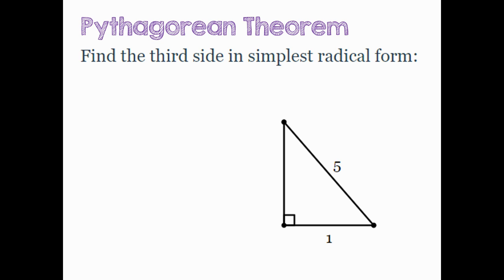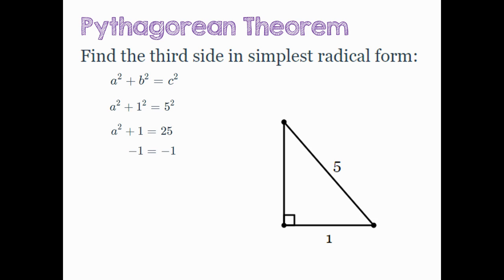It's important to identify that our hypotenuse is always opposite the 90 degrees. So here my hypotenuse is 5. We're going to try to find the third side in simplest radical form. Our other side is 1, so we're missing a leg. We first need to write down the Pythagorean theorem, a squared plus b squared equals c squared. Then we plug in 5 for the hypotenuse and 1 for b. You could plug it in for a, it doesn't matter. Then we'll evaluate and solve.